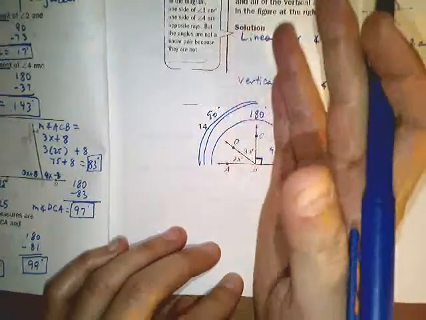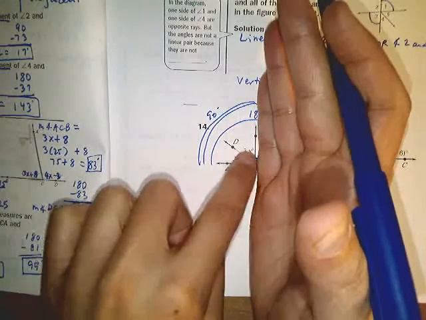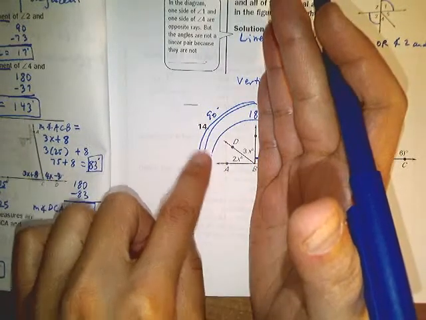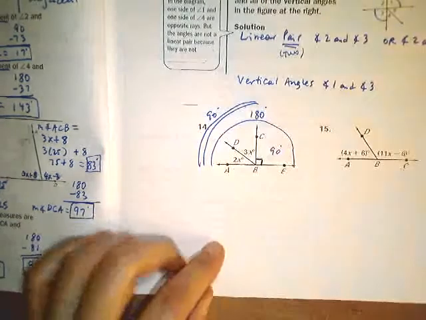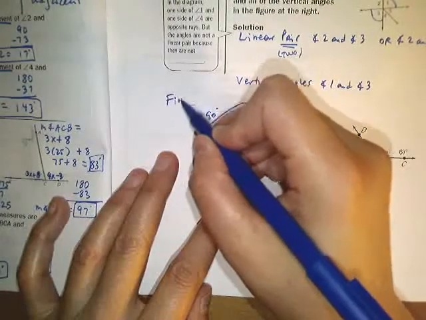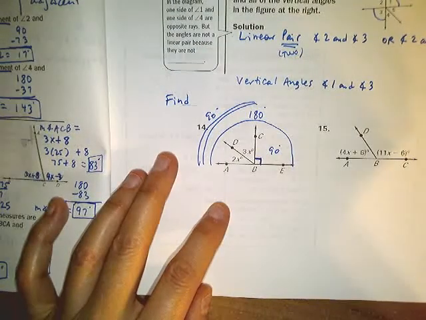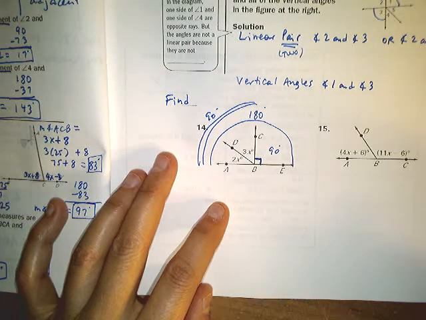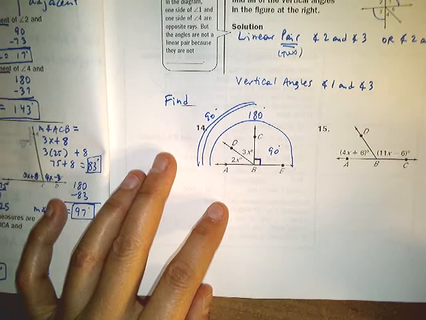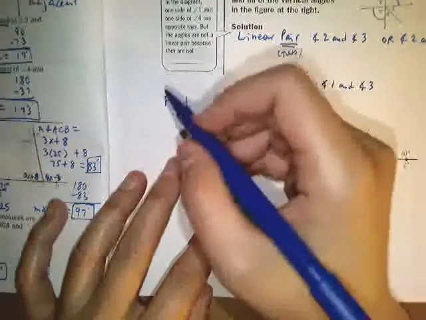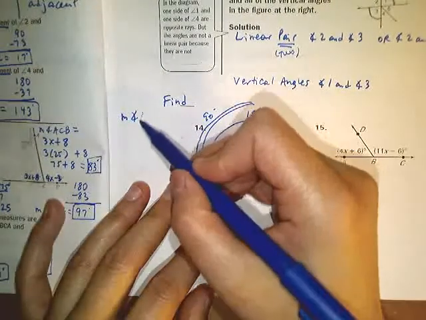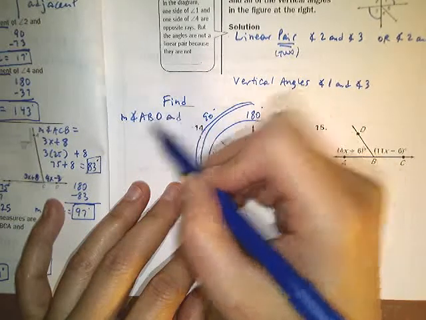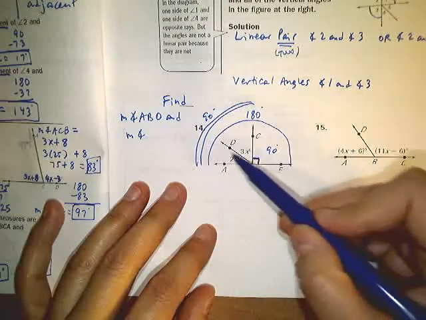So I'm basically just going to focus on the left side. I know that this section from here to here is 90 degrees, and I know that it's made up of 2 parts. Now they didn't give us directions here, but I just have to guess what the assumption is. Let's find the measure of angle ABD and the measure of angle DBC.